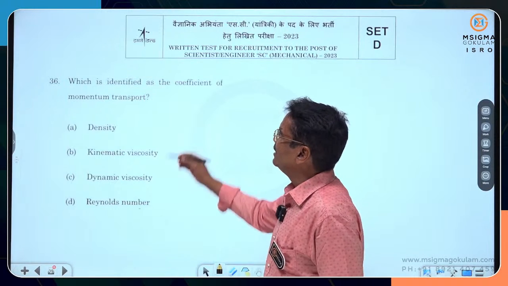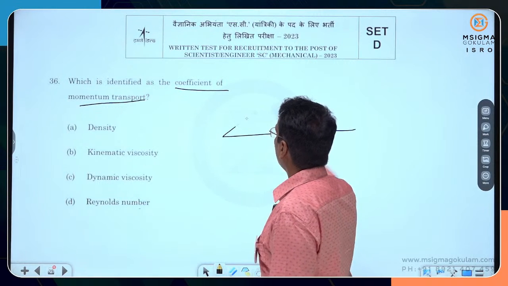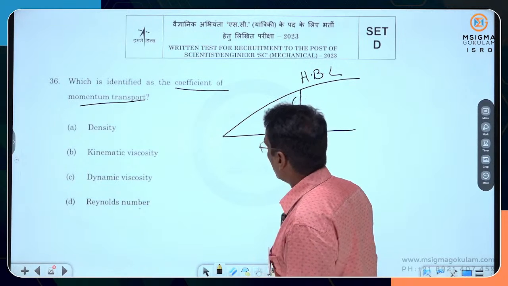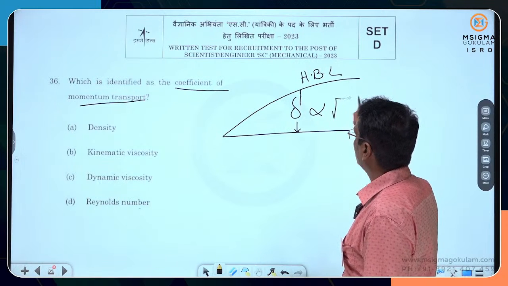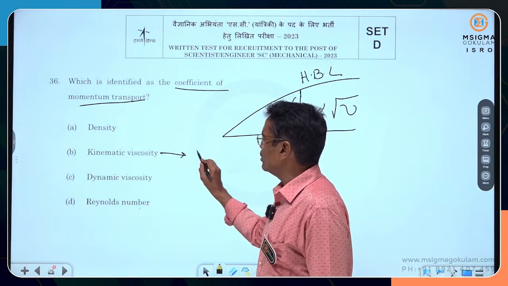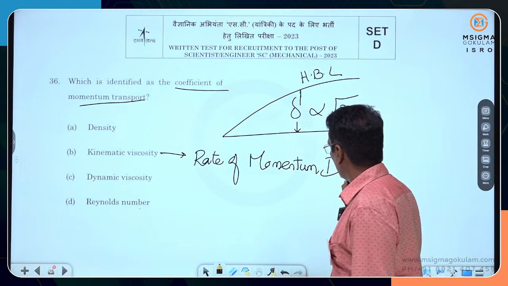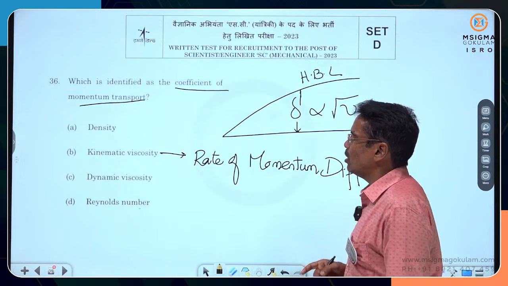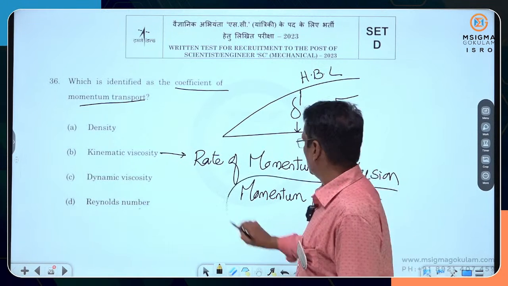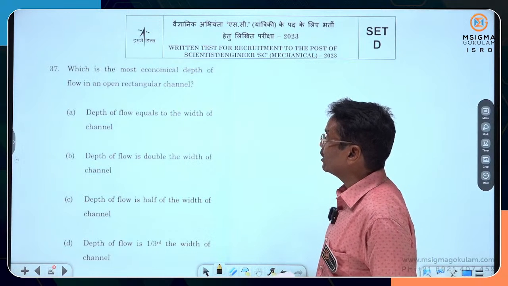Which is identified as the coefficient of momentum transport? This is the one which is very, very important, particularly in the hydrodynamic boundary layer. The thickness of the hydrodynamic boundary layer, particularly laminar, has got a lot of things, square root of the kinematic viscosity. Kinematic viscosity is talking about rate of momentum diffusion, or momentum diffusivity. This kinematic viscosity is also called as momentum diffusivity. It is there in the Prandtl number also. So answer is B.